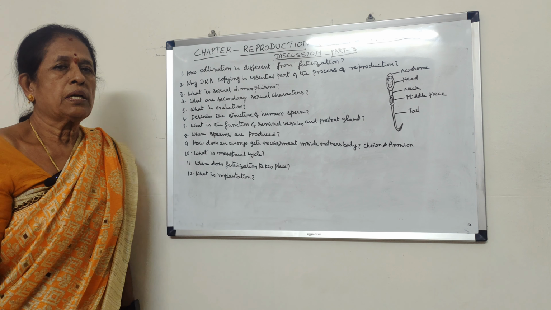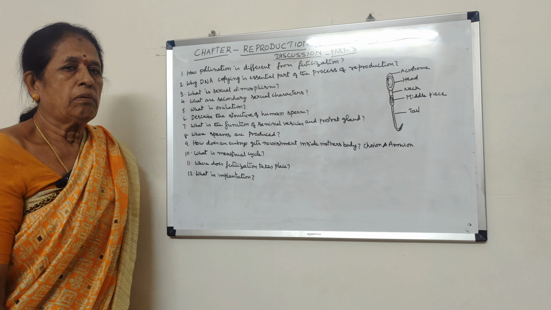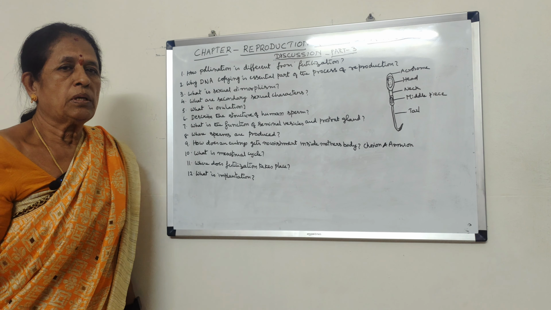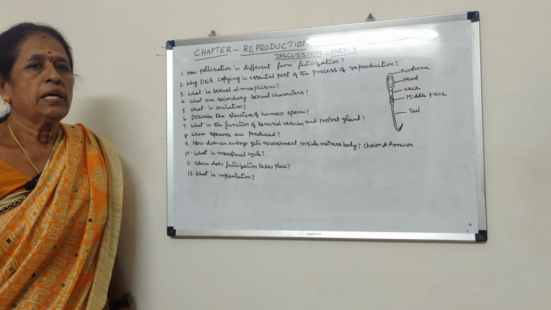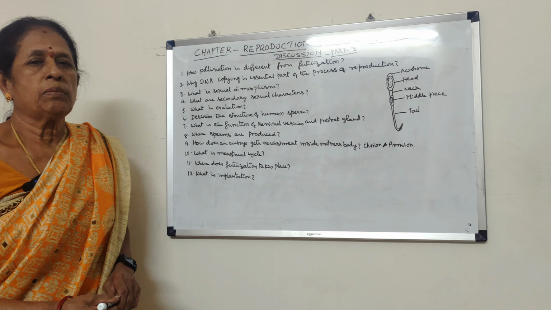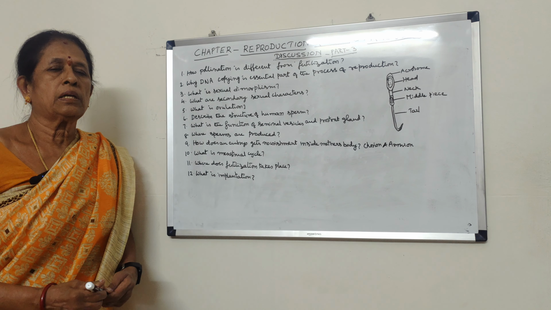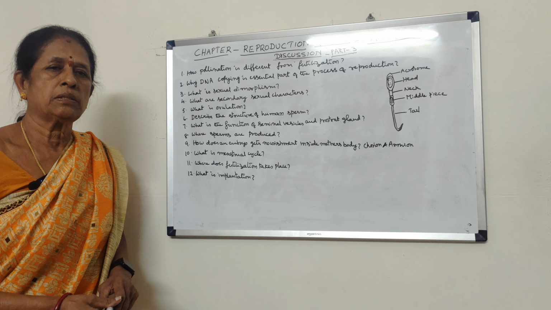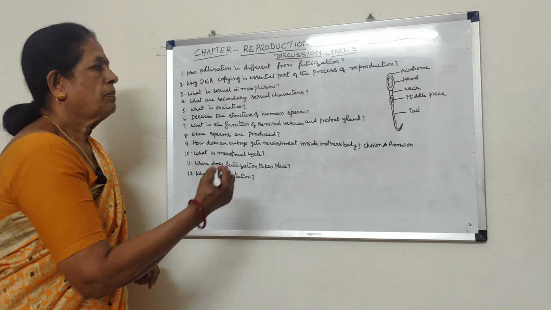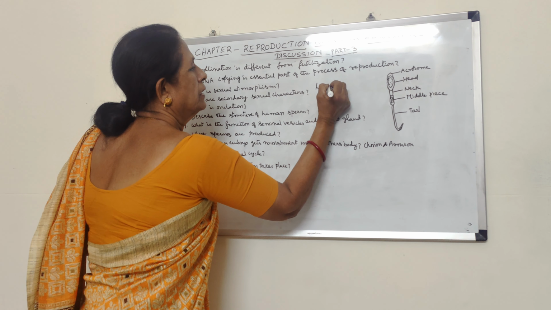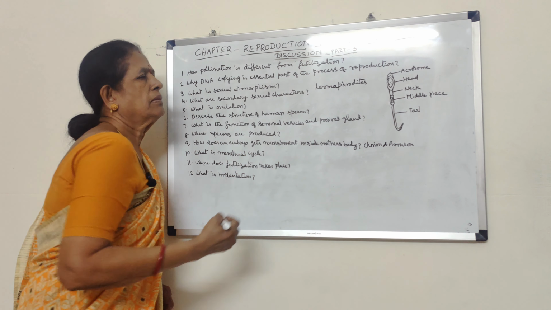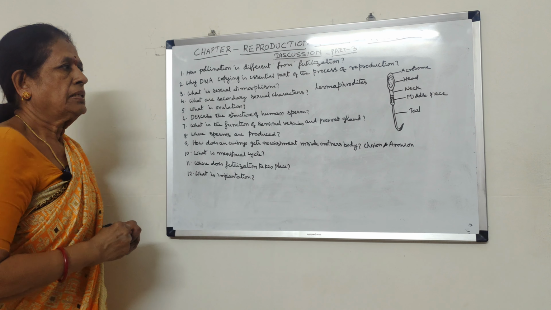And if the organisms are having both male and female reproductive organs in the same body, they are called bisexual organisms, and that phenomenon is called hermaphroditism, and the organisms are called hermaphrodites. What is hermaphroditism? It means the phenomenon where the organisms are having both male and female reproductive organs in the same body. Examples are annelids, mollusks, etc.